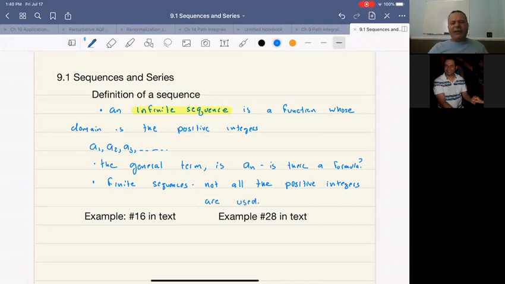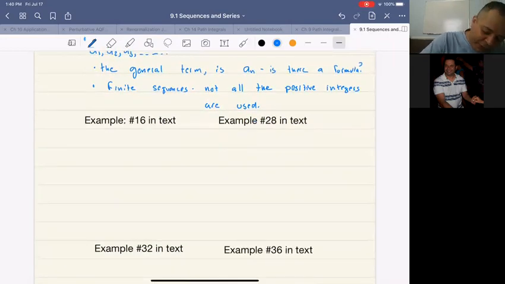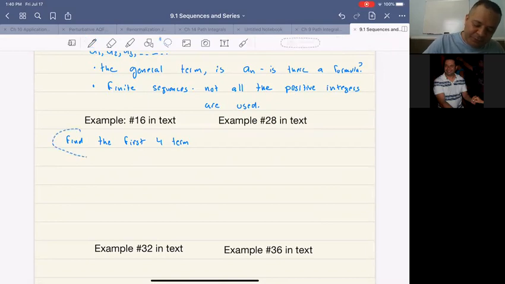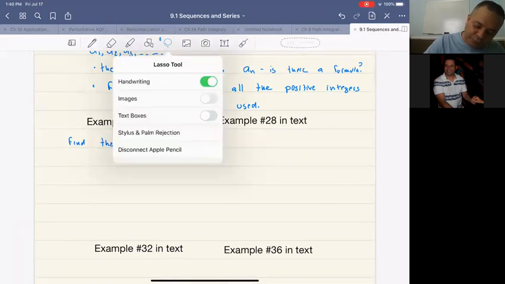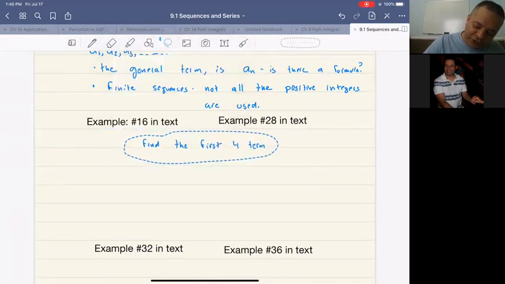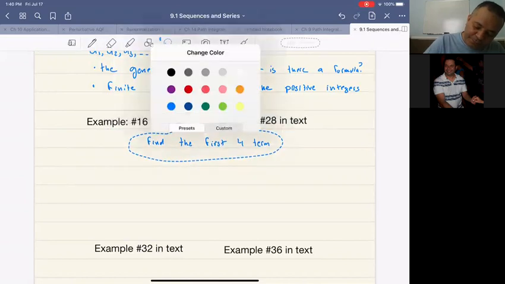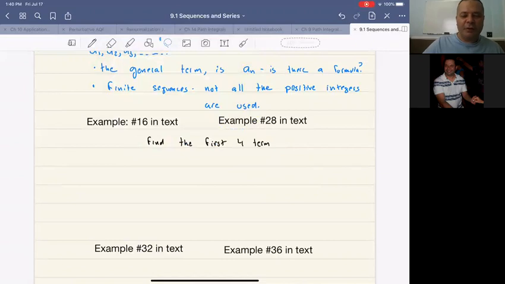Okay, so let's go ahead and start doing some problems. Let's look at number 16 in the book. Number 16 asks us to find the first 4 terms. That's actually for number 16 and number 28, so those directions work for both of these.